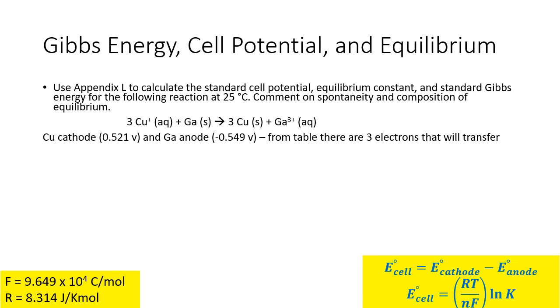We know that copper then is the cathode and gallium is the anode, because cathode is reduction and anode is oxidation. We're going to use our E cell is equal to E cathode minus E anode equation in order to solve for our E naught cell. So we get 1.070 volts. Now we're going to plug that into our E cell equals RT over nF ln K and solve for K.